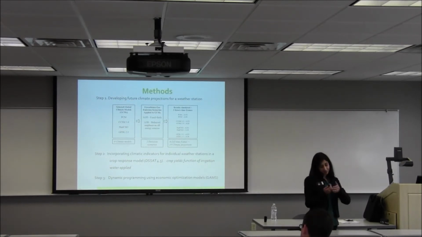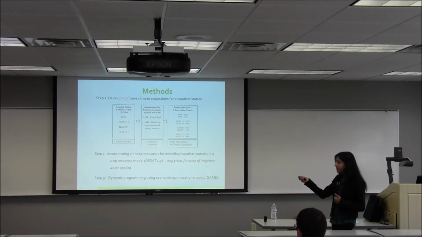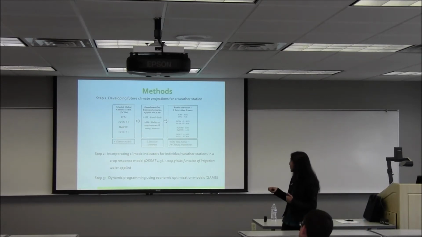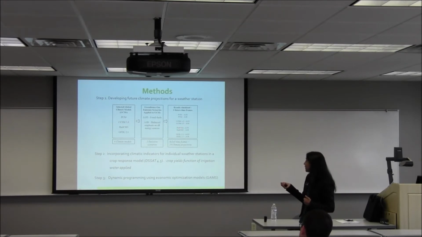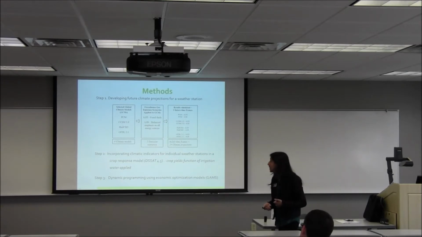After that, once we had applied the scenarios to the climate models, we simulated results over 3 different time frames. So we had 24 sets of climate projections: 4 climate models, 2 different scenarios, and 3 different time frames. So overall 24 sets of climate projections is what we had to compare.